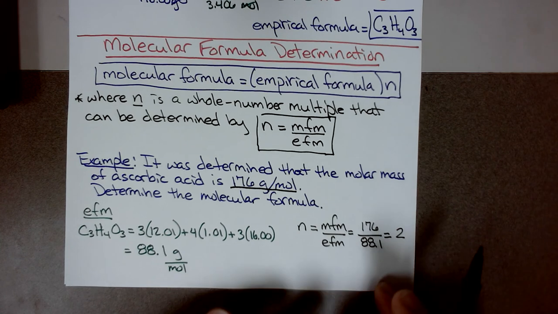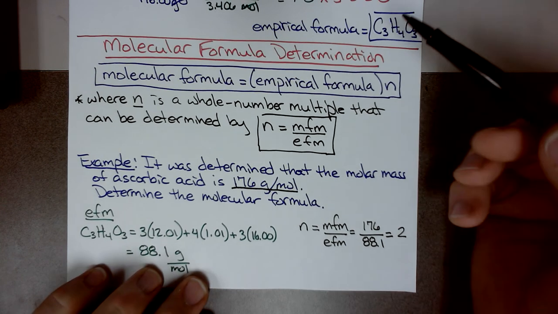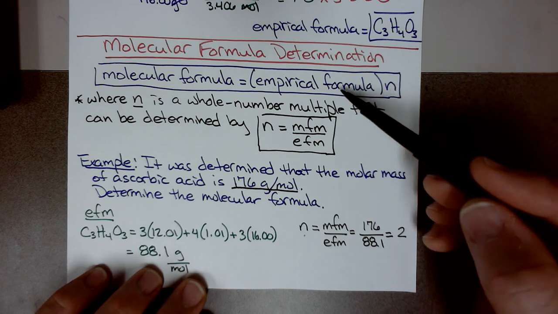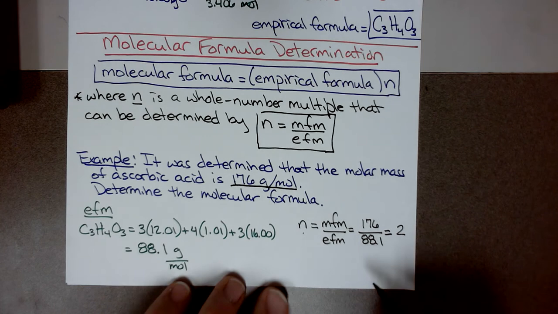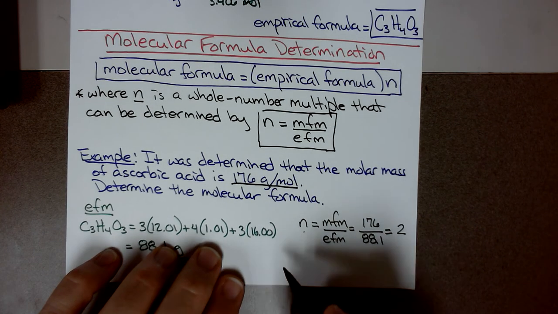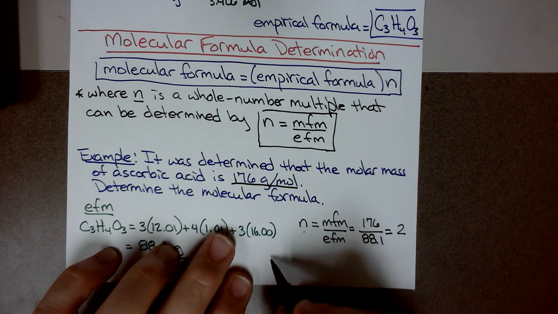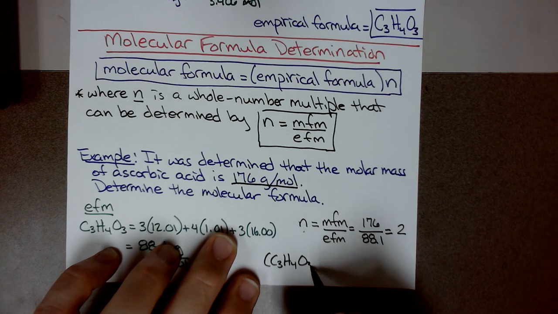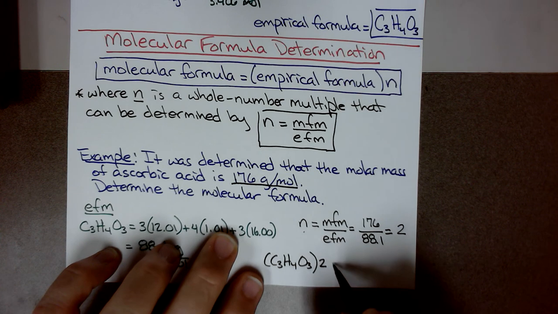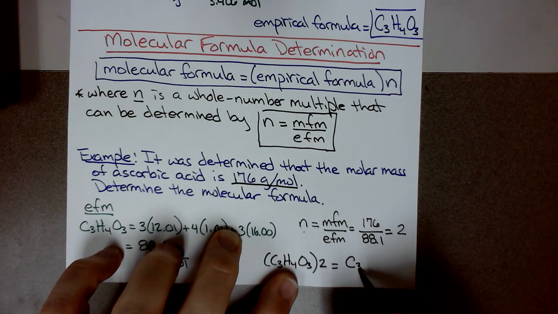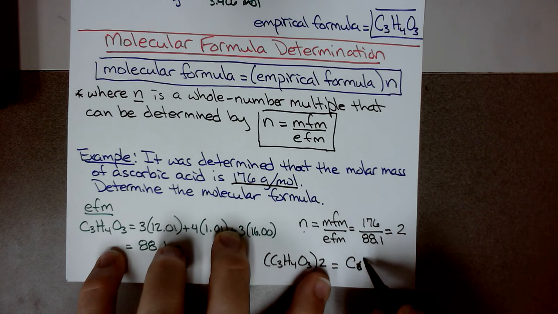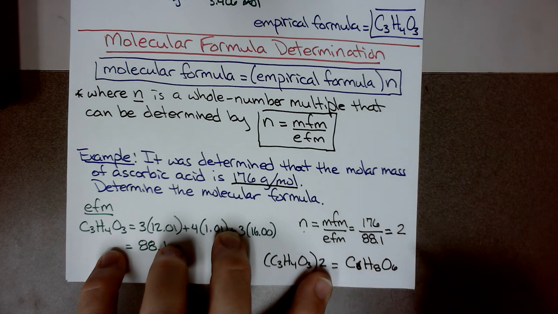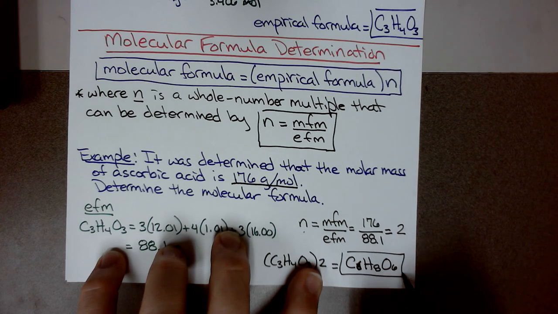So all we do then is take N, this value here, and take 2 times the empirical formula. If I wrote this out, we would say C3H4O3 times 2, which is equal to C6H8O6, and that is my molecular formula.